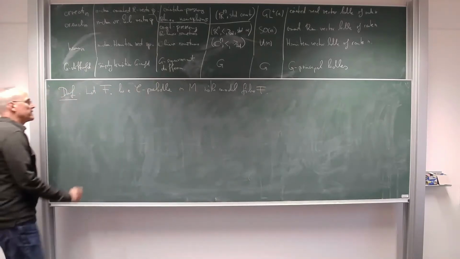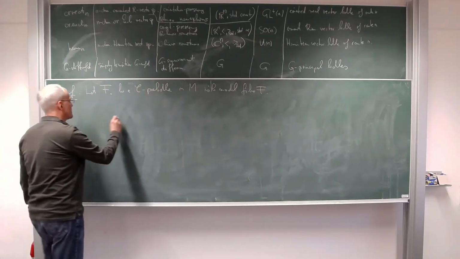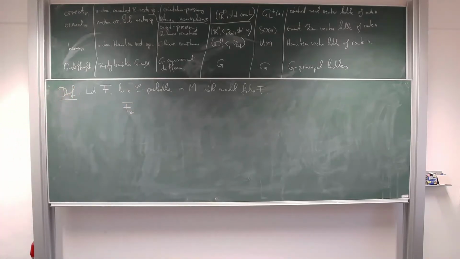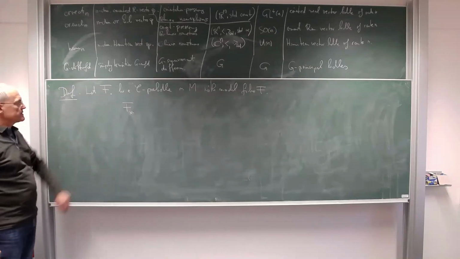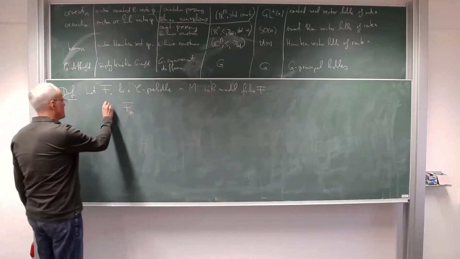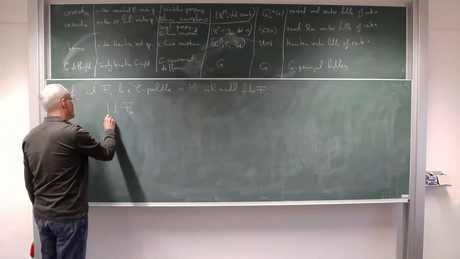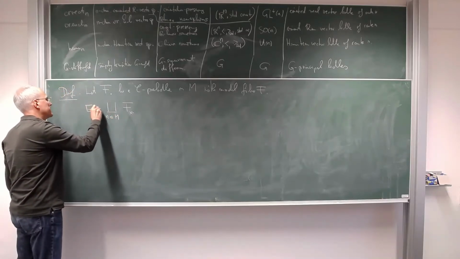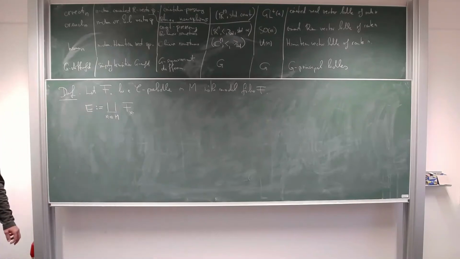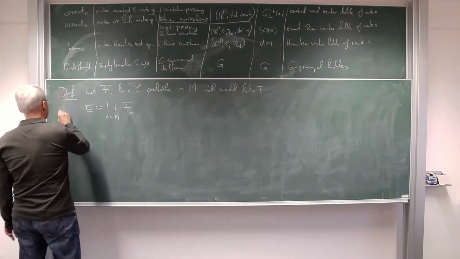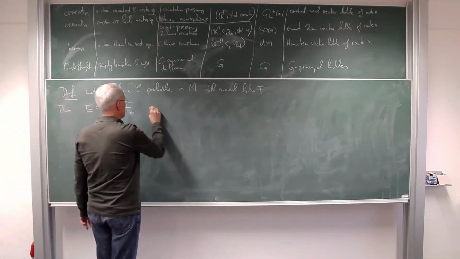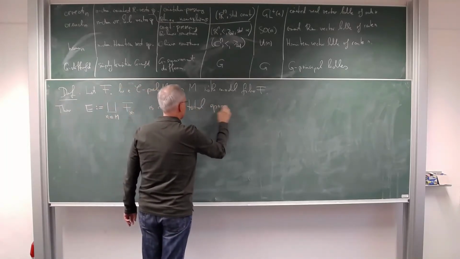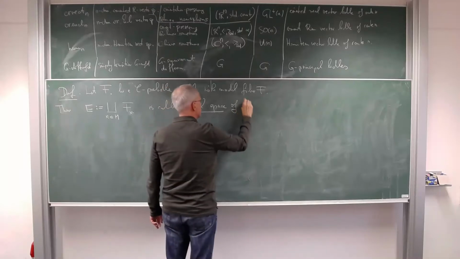If I look at all these objects Fx that I get when applying this thing to the points of my manifold, and I take the disjoint union of those, then I call the resulting thing E. This is called the total space of my bundle.